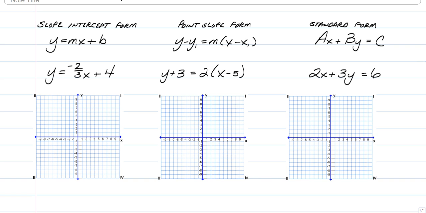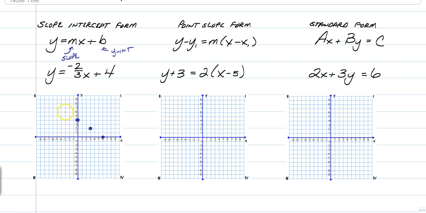So, the first form is slope-intercept form. You have to remember that M is your slope, and B is your Y-intercept. So the first thing you want to do is start with your Y-intercept because you know it has to be at 4. Because in our equation, our B value is 4. And then our slope is negative 2/3. That means you go down 2 and run 3. Down 2, run 3. And it's just that simple.